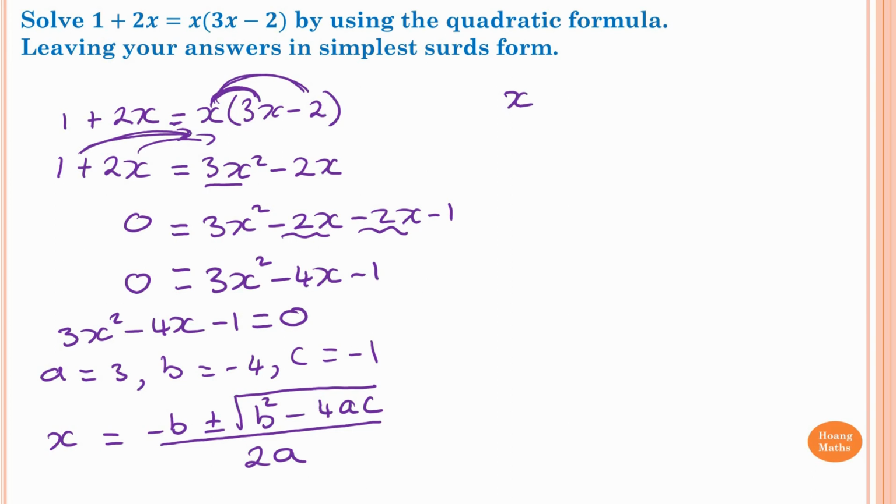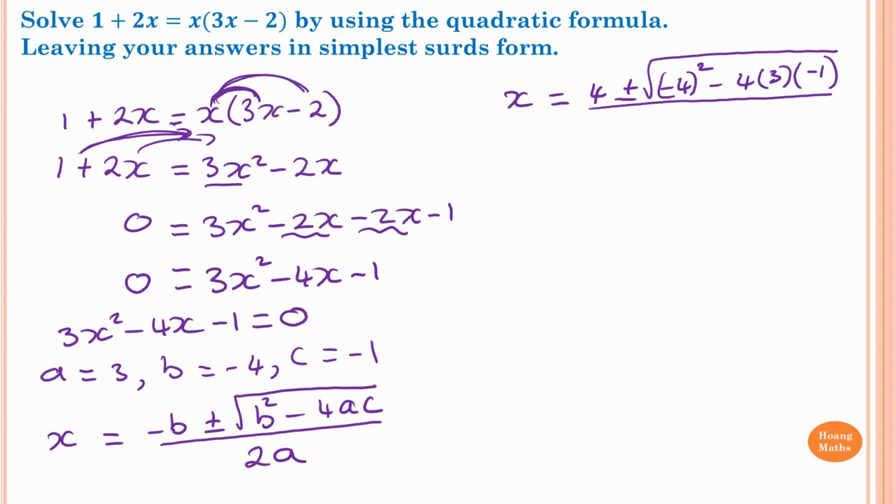This will give me x is equal to negative b, b is negative 4, so negative gives you a positive, so I just write 4, plus or minus the square root of b squared, so negative 4 squared is 16, otherwise you can just write negative 4 in brackets. Remember the bracket, okay? And minus 4 lots of a, which is 3, I can write like this, and then c is negative 1, like that. And then the square root of that over 2 lots of a, which is 3, so 2 times 3 is 6, which equals, so I can just put this in the calculator.